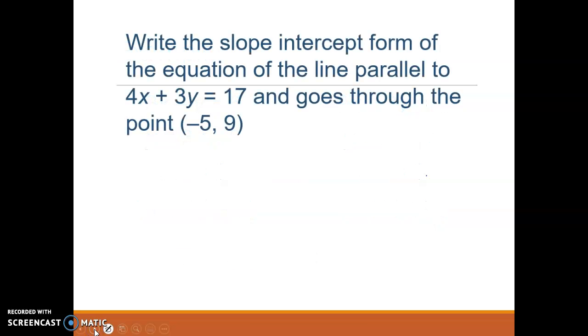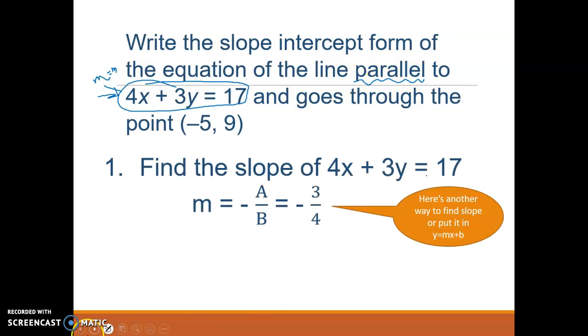Now let's use that information to write the slope-intercept form of an equation of the line parallel to 4x plus 3y equals 17, and it must pass through this point, (-5, 9). Well, the important piece of information here is that it's parallel. And if it's parallel to this line, then it must have the same slope as this line. So they must be equal. If we know the slope of this line, then we know the slope of our parallel line. So let's start by determining the slope of our first line.